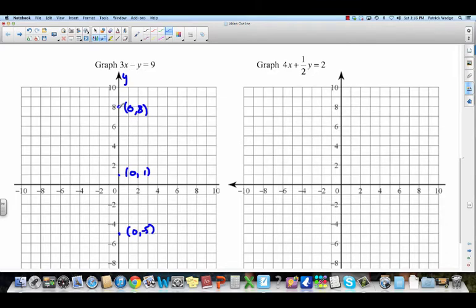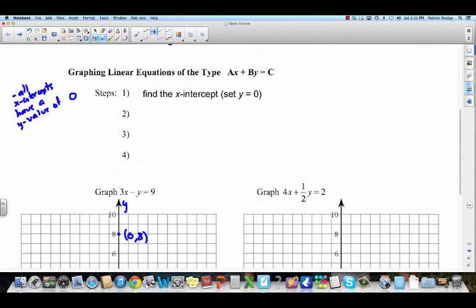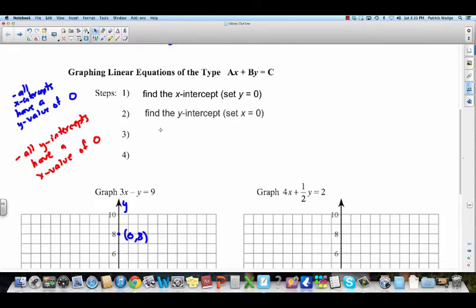So what's true? These are called y-intercepts, right? Same reason. Why are they called y-intercepts? Because they intercept or touch or cross the y-axis. So what's true about every y-intercept is they have an x value of 0. Let me write that down as well. So your second step is going to be to find the y-intercept by setting x equals 0. So let's start by doing that.